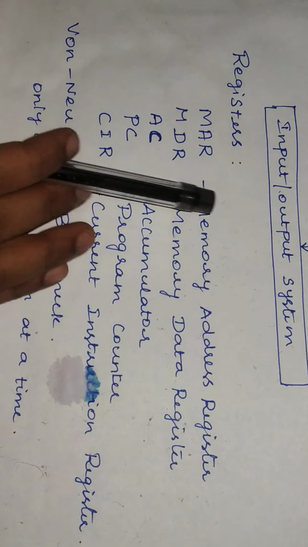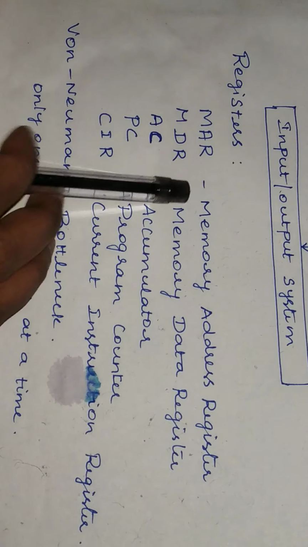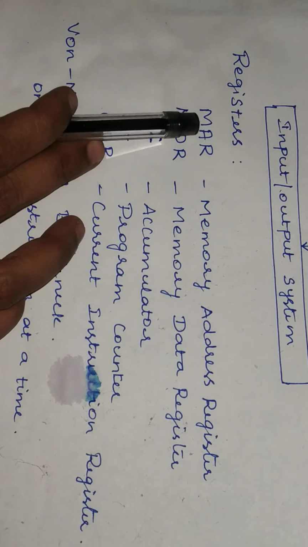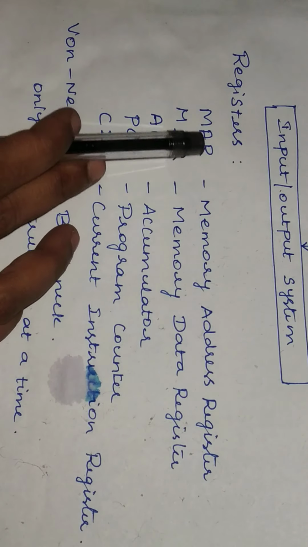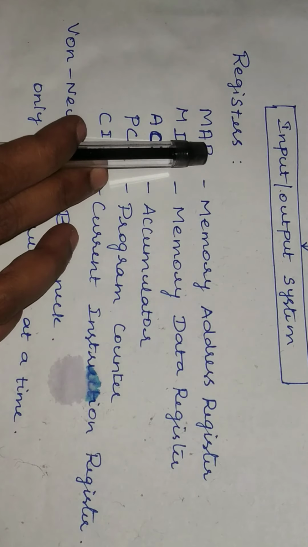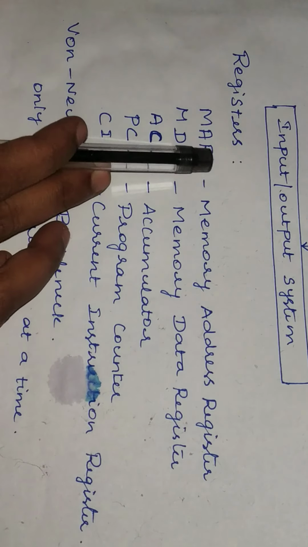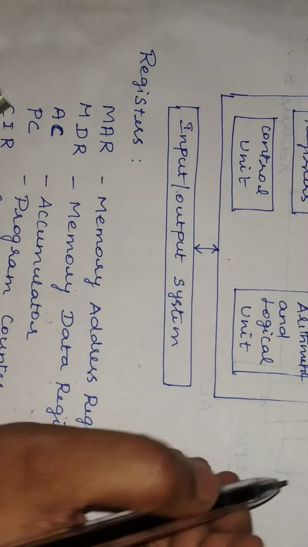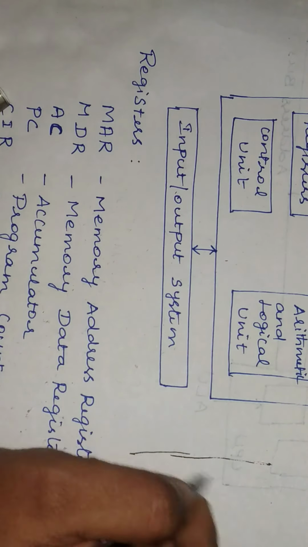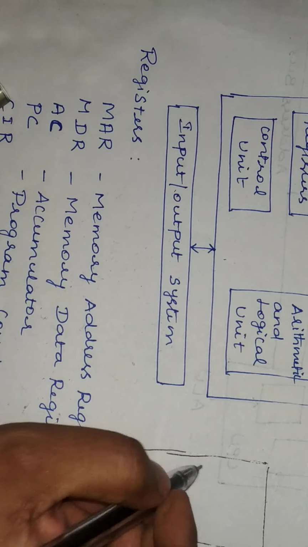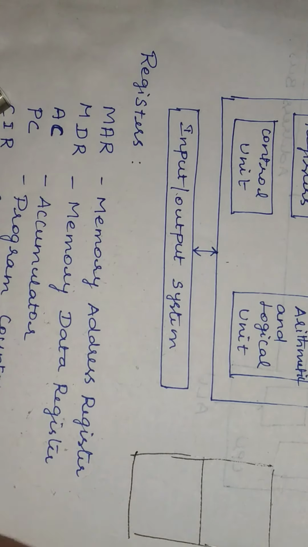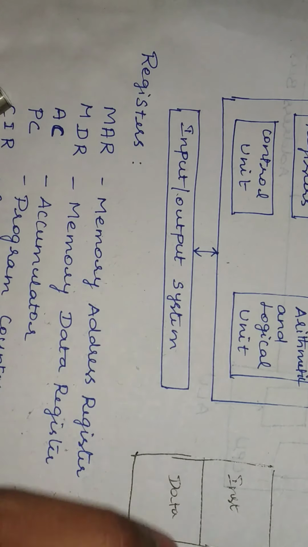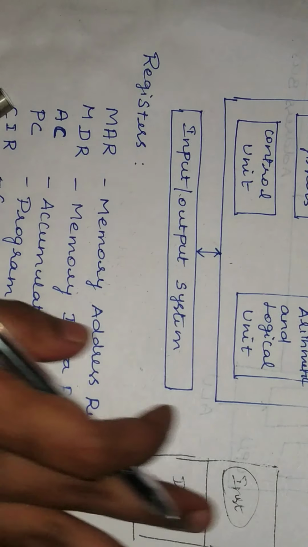So now I'll tell you about all these registers. What is the purpose of using these registers? First one is the memory address register. This register is used to hold the address of the data which is stored in memory. As I told, main memory consists of 2 sections. One is used to store the program, and the next one is used to store the data. This is nothing but instruction, and this one is data. Program is nothing but a collection of instructions.